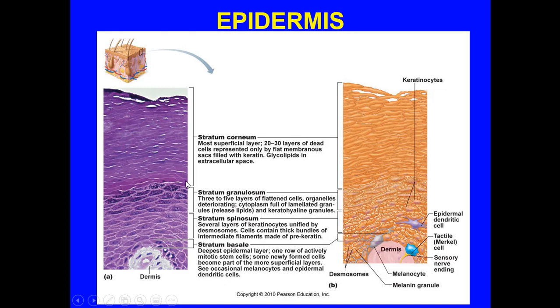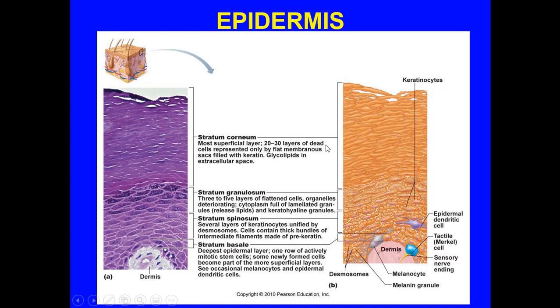Then we get up into the stratum corneum. Now, there's a stratum lucidum for the most part. At the lucidum level, the cells are pretty much dead. The stratum corneum is the most superficial layer.